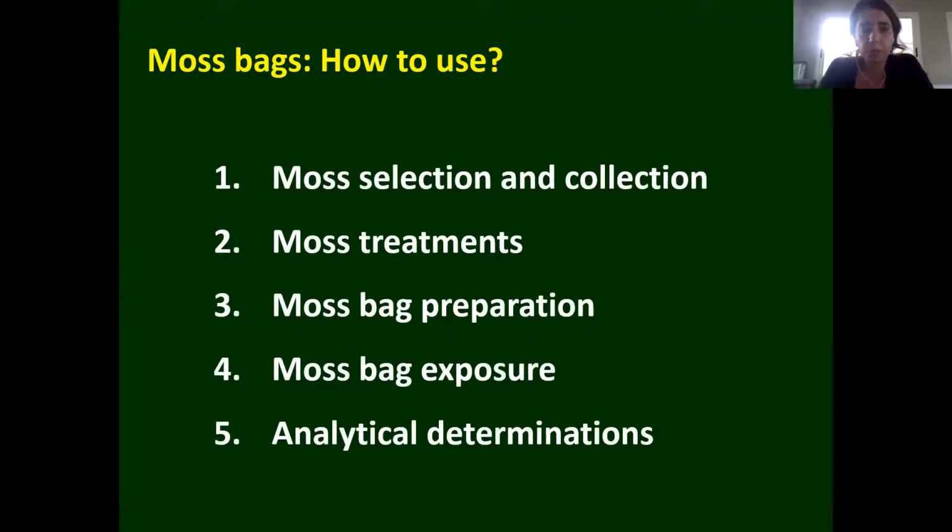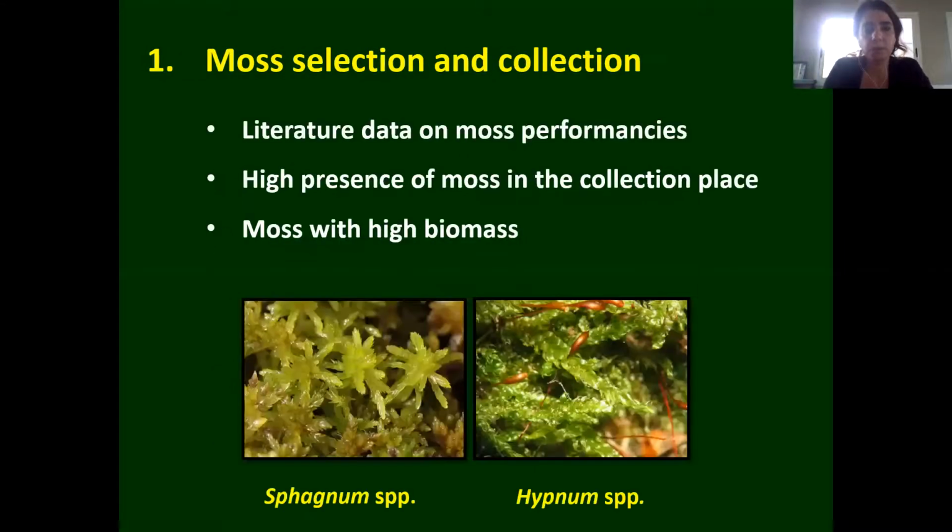How do we perform this type of biomonitoring? Firstly, of course, we follow several steps. The most important is the selection of moss. So which type of moss we can use for this system and where to take this moss. So we study literature data concerning the use of moss as biomonitors, as bioaccumulators. So if we have a lot of information regarding the use of a specific moss, we try to collect a particular species.